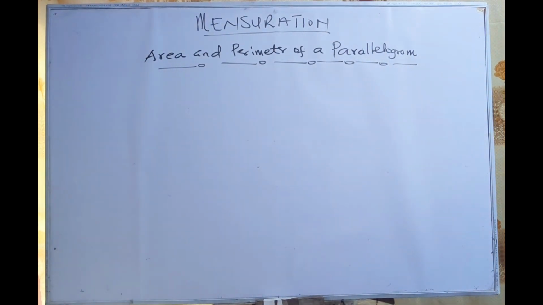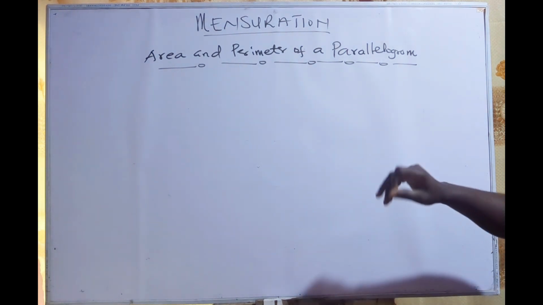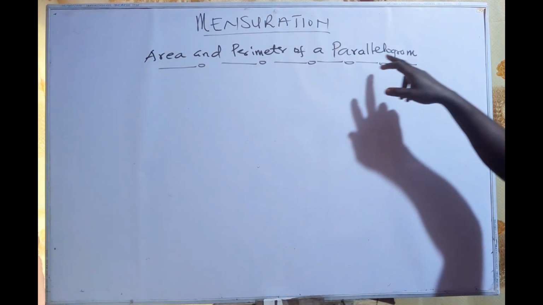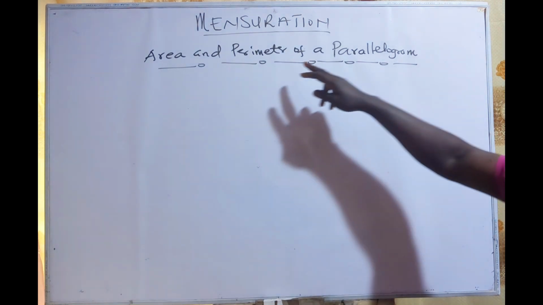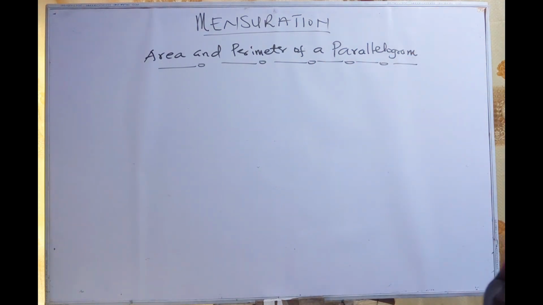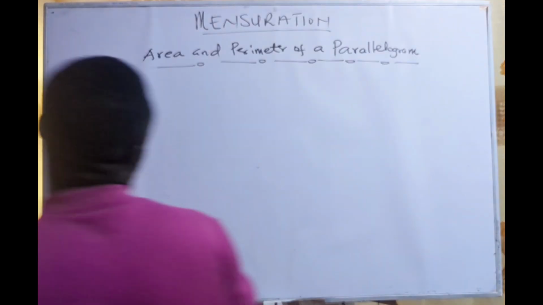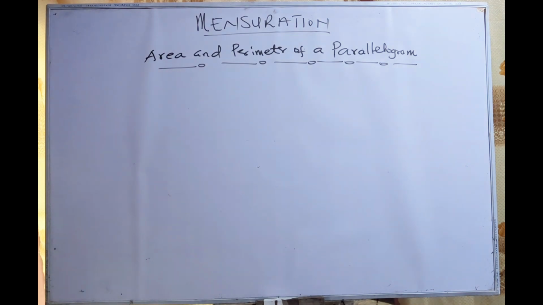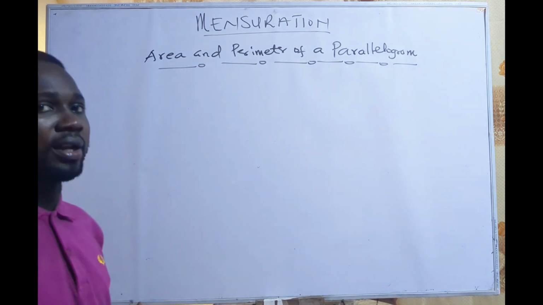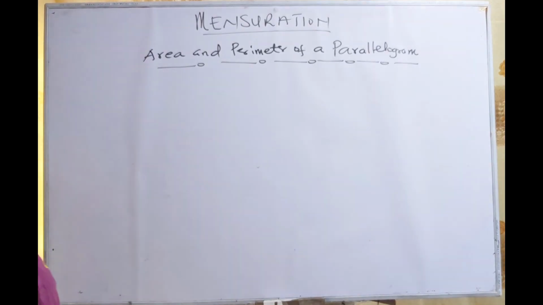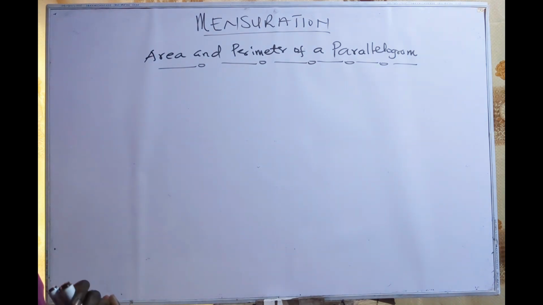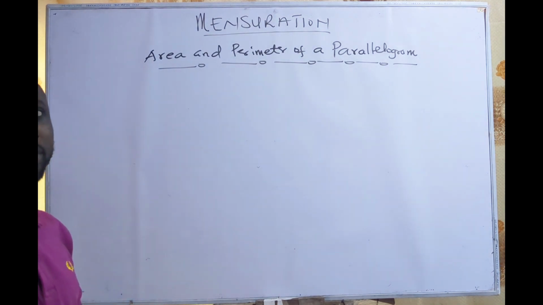Welcome once again. We still continue our lesson on mensuration, and today we are going to look at the parallelogram, area and perimeter of a parallelogram. A parallelogram is also a quadrilateral where the opposite sides are equal and parallel.